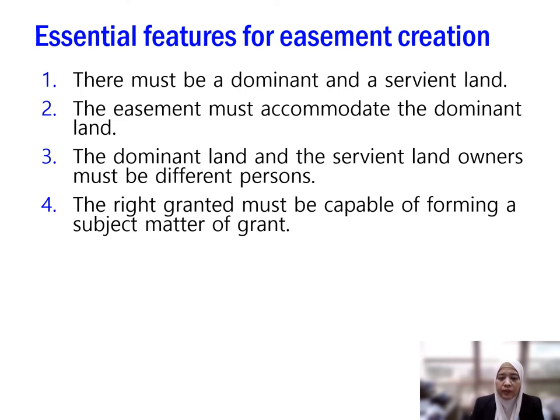Now, some of the essential features for easement creation. The first one is there must be a dominant and there must be a servient land. Two lands, okay? As I said before, two lands. One servient, which is the servant. One dominant, which is the boss. The user or the preventer of the users now, dominant land. The easement must accommodate the dominant land. The dominant land must be able to use the servient land. The third feature is the dominant land and the servient land owners must be different persons. Cannot be the same. Once the dominant land purchases the servient land, the easement will be extinguished. Habis. No. You must have different owners in order for the easement to take effect.